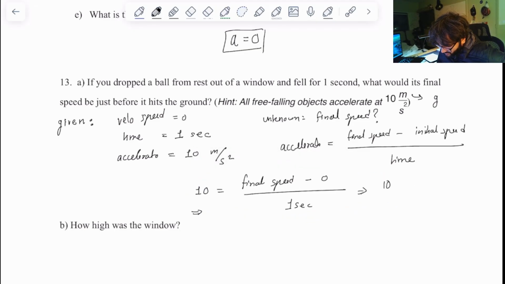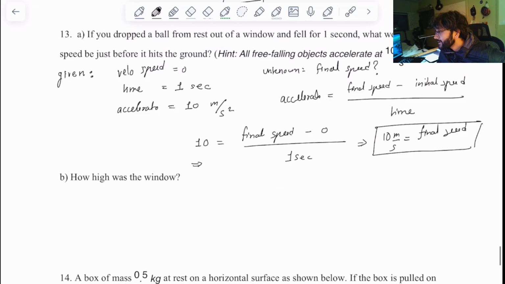This means if you solve this, and I can actually do one more step for you, it's going to be 10, final speed minus 0 is final speed, and divided by 1, you don't have to write divided by 1, or you can imagine multiplying both sides by 1. So the final speed is 10 meters per second. That's your answer.